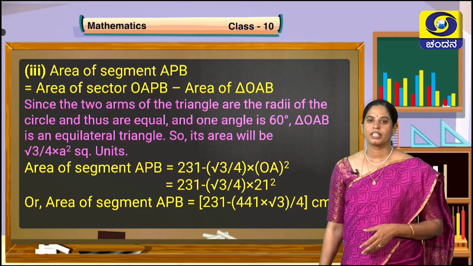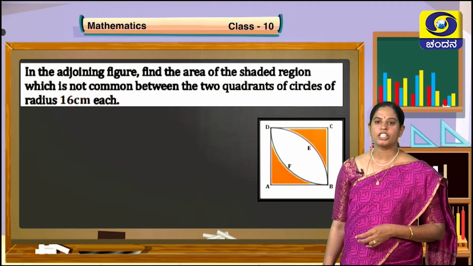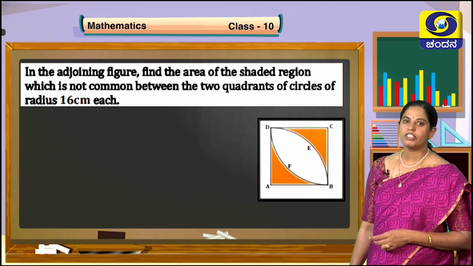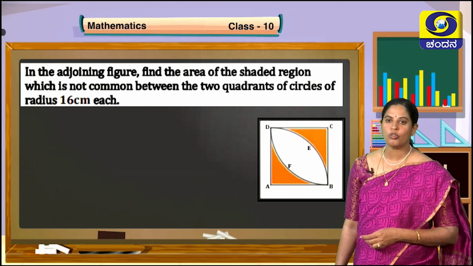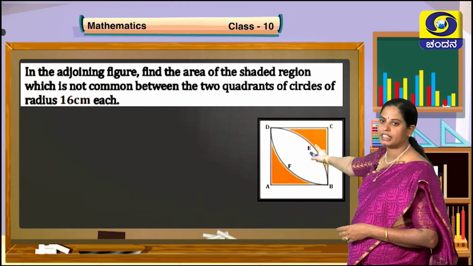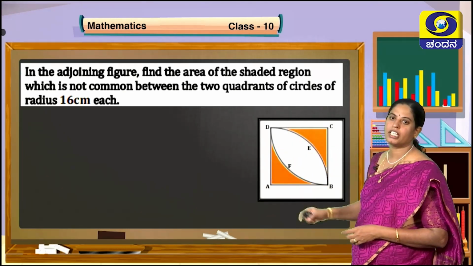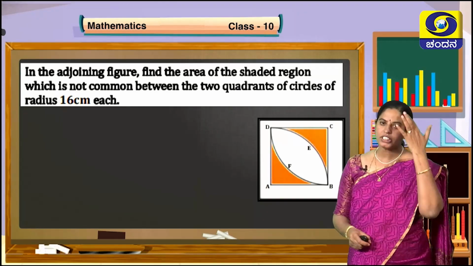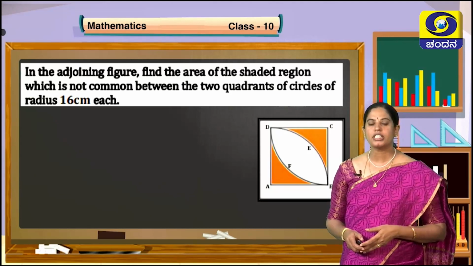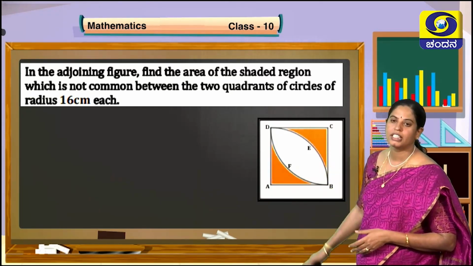Okay. Next, one more problem here is, in the adjoining figure, find the area of the shaded region which is not common between the two quadrants of the circle. Here are the two quadrants of the circle, the orange colored ones. We have to find the area of the shaded region which is not common between the two quadrants of the circle of radius 16 centimeter each. So, we have to find the area of the shaded region.